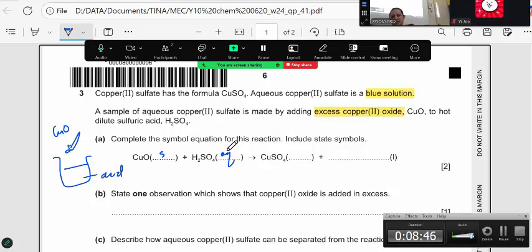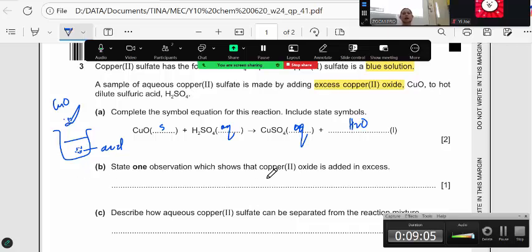And then aqueous, and the last one? Water is liquid and this one is aqueous. State one observation when copper(II) oxide is added in excess. You add and add and add until it doesn't dissolve anymore. So the logical answer is CuO does not dissolve anymore. Correct or not? But in the marking scheme, you must write solid.